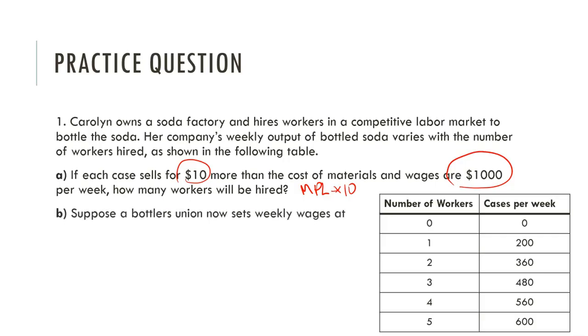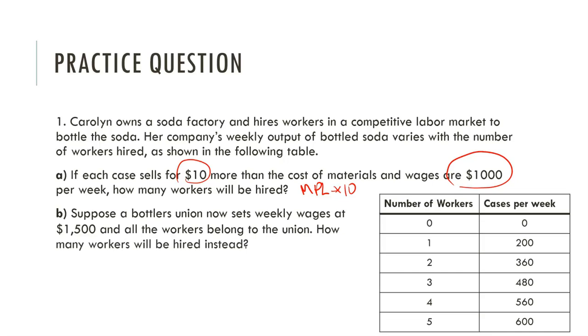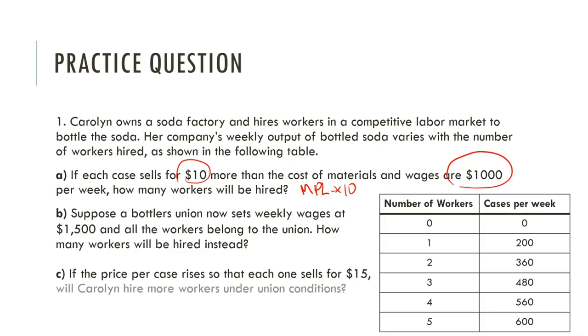Next, we're going to assume that we have a union that is setting weekly wages at $1,500. And if all of the workers belong to the union, now how many workers will be hired instead? So the marginal revenue product of labor stayed the same, but wages are going up. And then for part C, if the price per case rises, so now each one sells for $15, will Carolyn hire more workers under union conditions? Okay, so pause here for just a minute and work on these, and then we will go over the answers on the next slide.